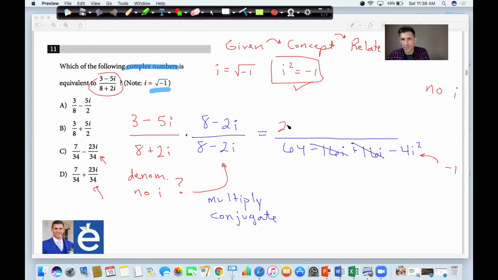8 times 3 is going to be 24. 3 times -2i is going to be -6i. -5i times 8 is going to be -40i. Notice these won't cancel, and that's why the i's are all still present in your numerator. And then here I have my -5i times my -2i, which is going to give me positive 10i squared. Okay. Also notice that this i squared, I'm going to plug in another -1 here.